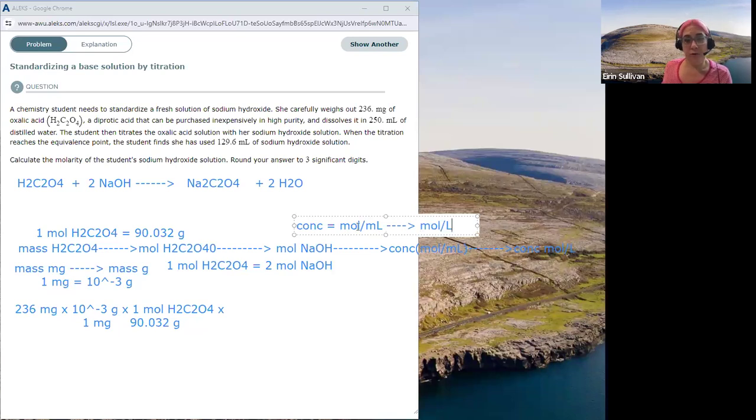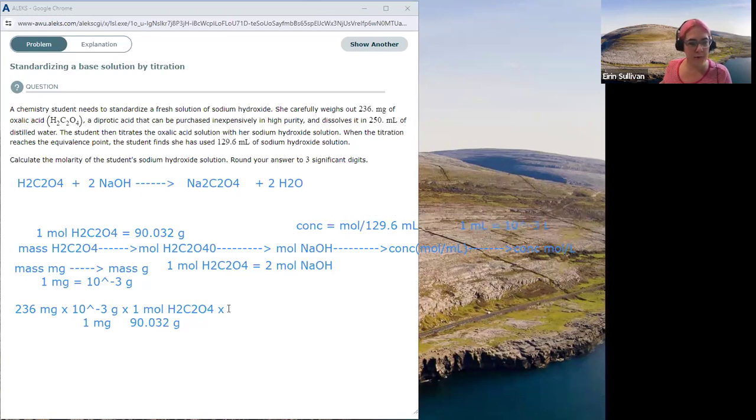So we're literally going to just divide whatever that is by the milliliters, which in this case was 129.6. So moles divided by 129.6 milliliters. And then we're going to use that conversion factor for milliliters to liters, which is 1 milliliter is 10 to the minus 3 liters. So that is the plan, okay?